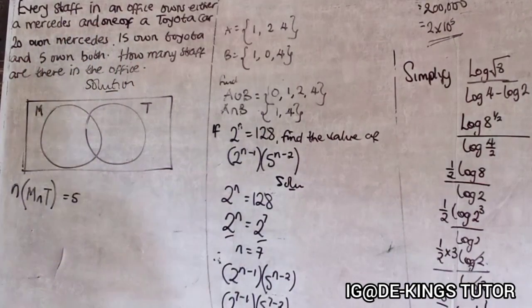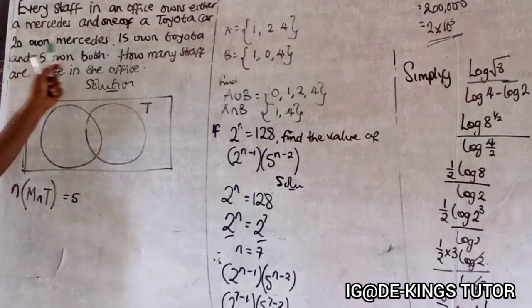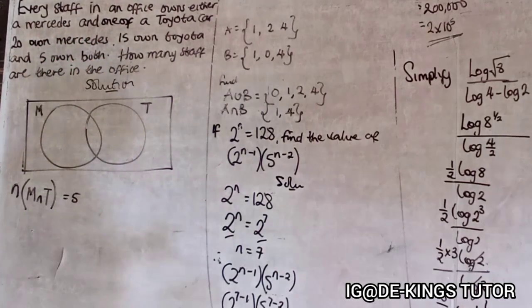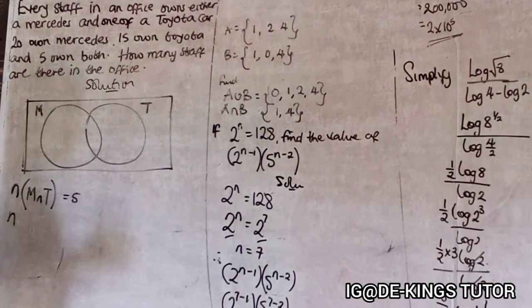So when solving a question like this, they said 20 own Mercedes, 15 own Toyota, and 5 own both. So the number of Mercedes intersection Toyota is 5, as the number of people that have the 2 is 5. Okay. Remember, our aim is to find how many staff are in the office.